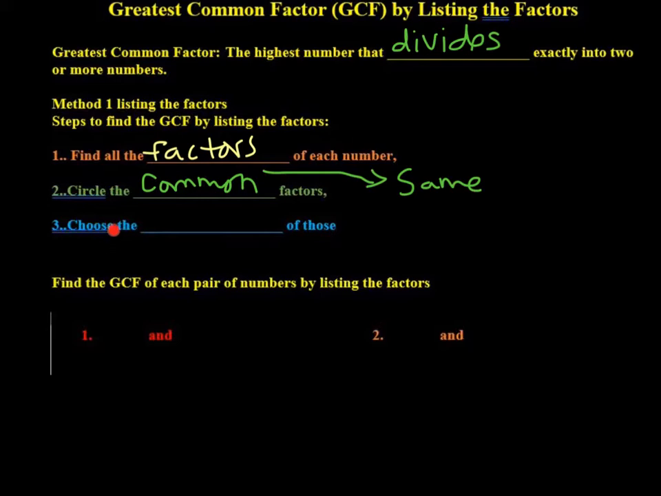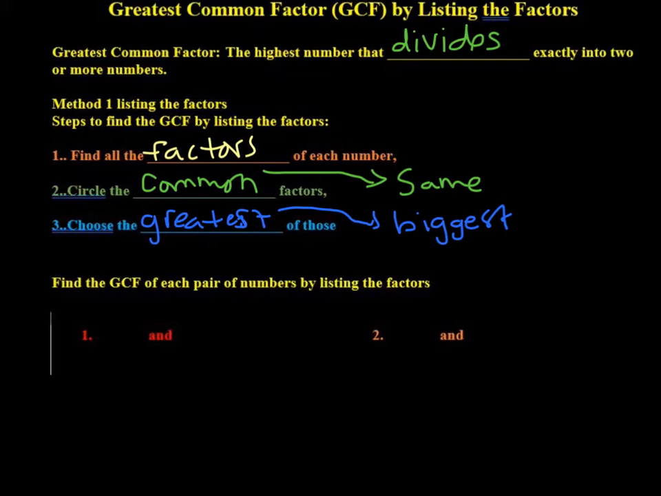Step number 3, I want you to choose the greatest of the factors. So choose the greatest. And if you don't know what the word greatest means, I'm going to draw an arrow over here. Greatest means biggest. The biggest factor. So you want to look at the biggest factors.